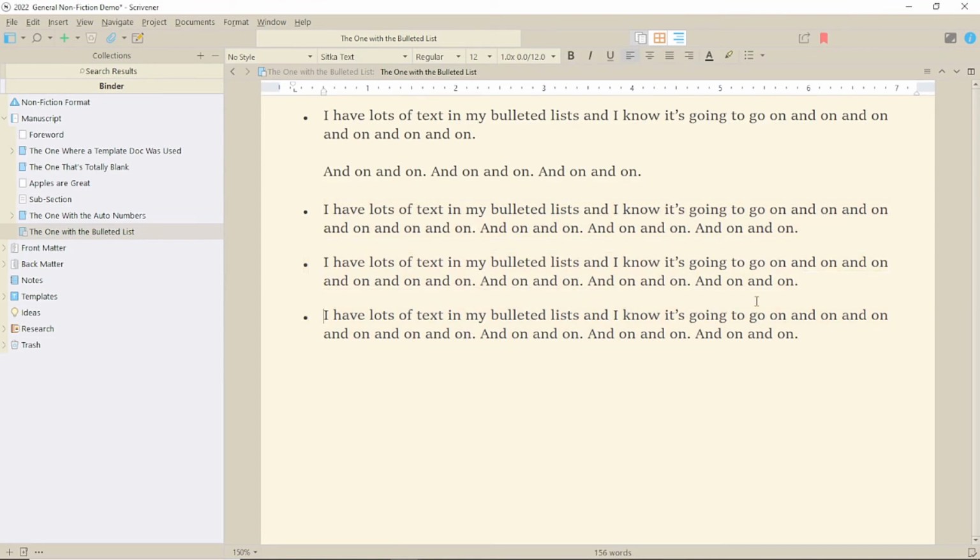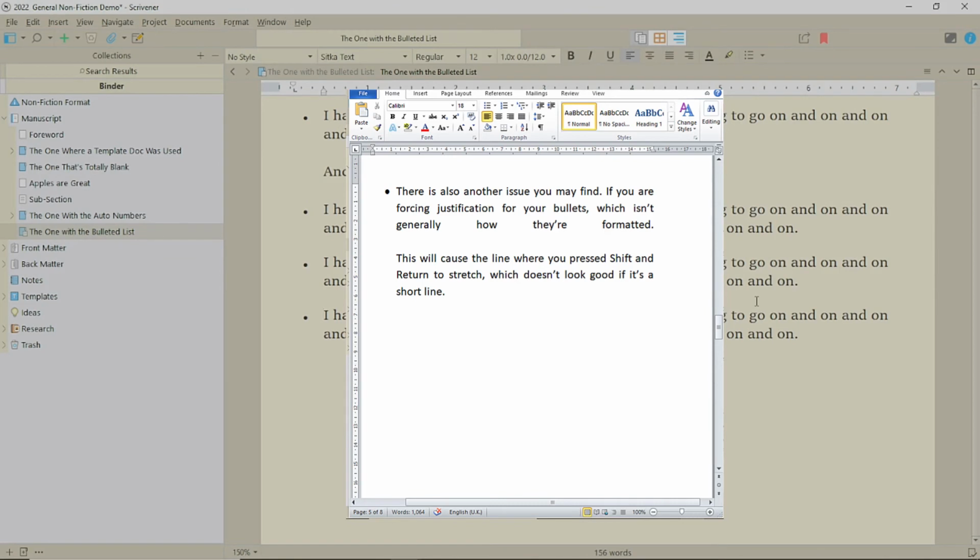There is also another issue you may find. If you're forcing justification for your bullets, which isn't generally how they're formatted, this will cause the line where you pressed Shift and Return to stretch, nicely demonstrated here in Microsoft Word. So maybe don't justify them.